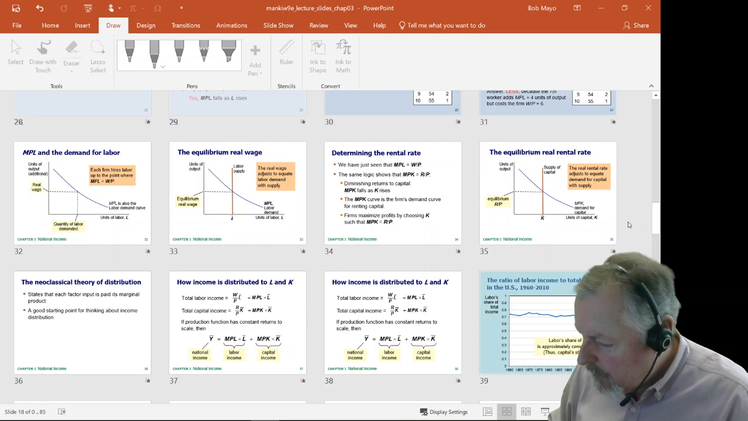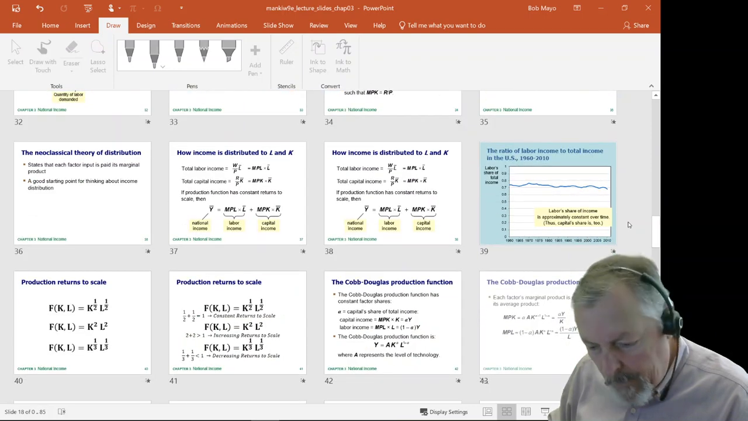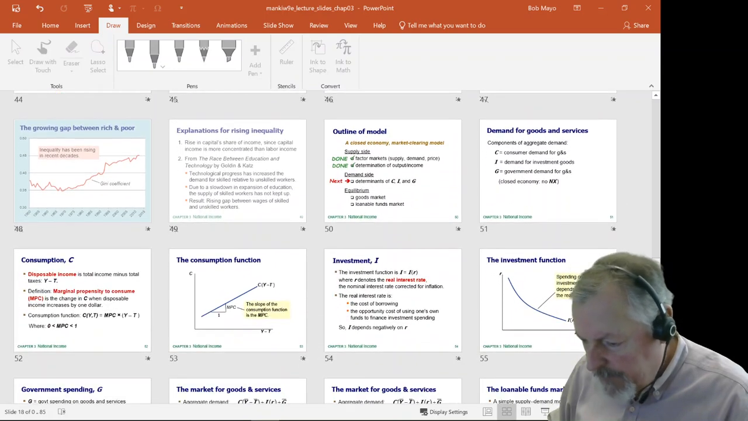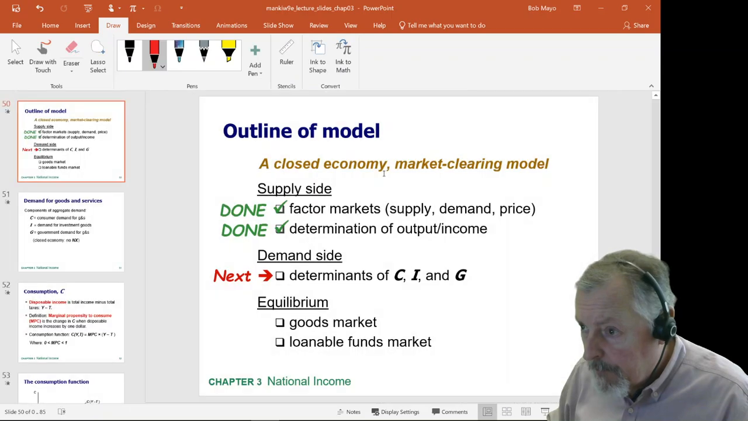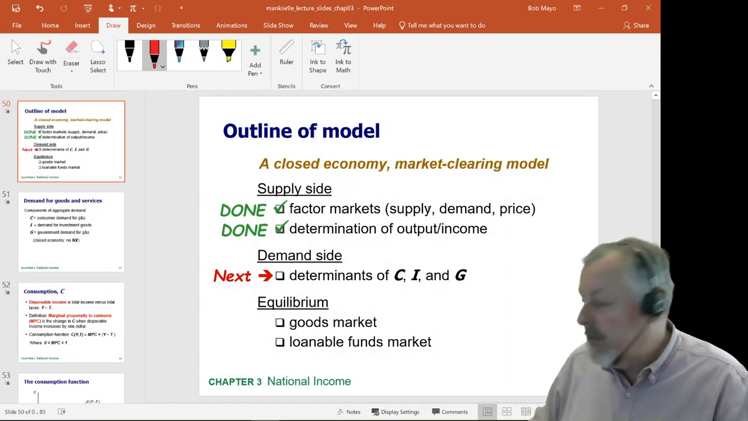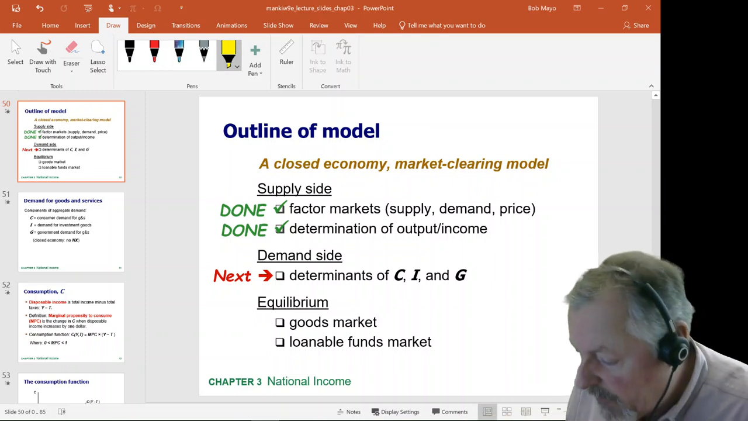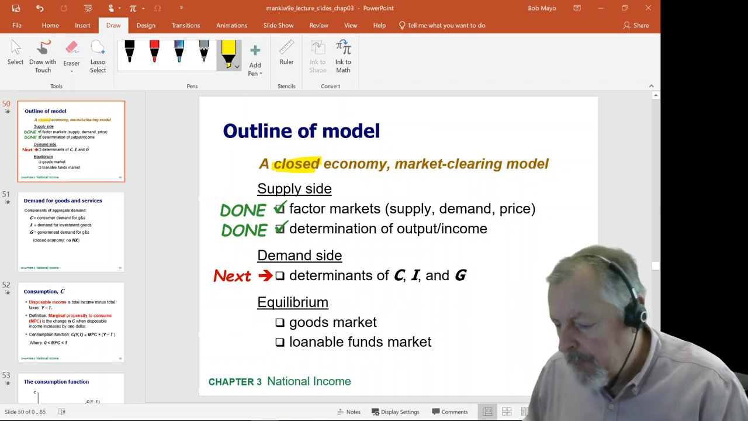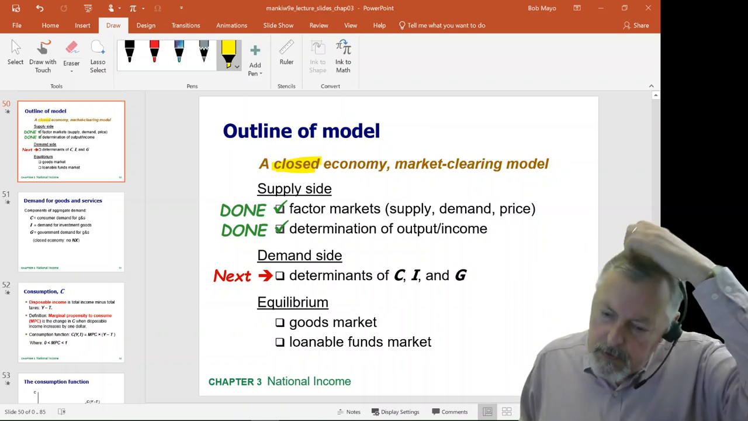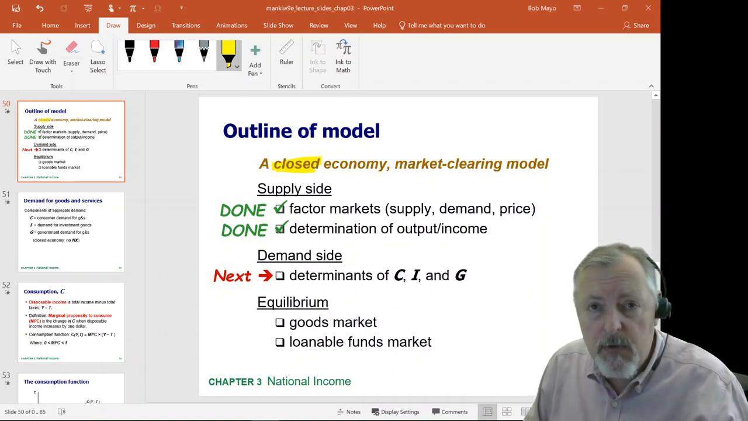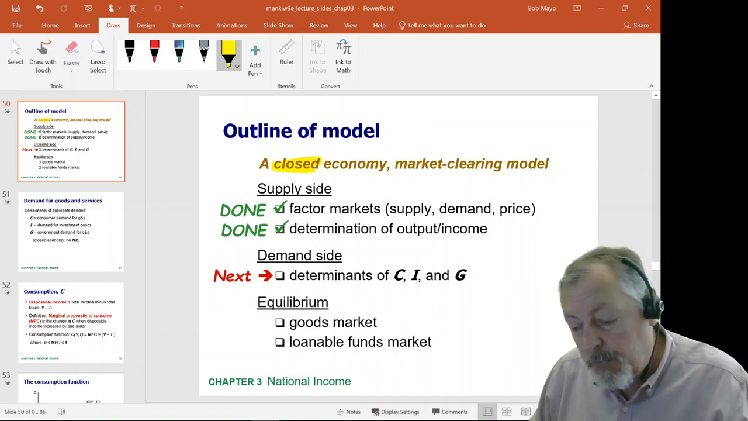Let's see. What else might you have difficulty with? Okay. We're assuming this is a closed economy. I didn't mention that before. Closed, meaning no international trade. It's a very simple model where there's only capital, there's only labor, and they determine output.